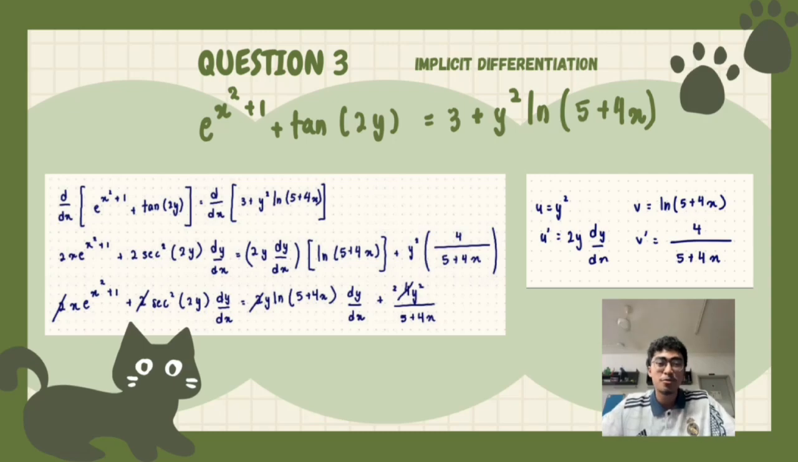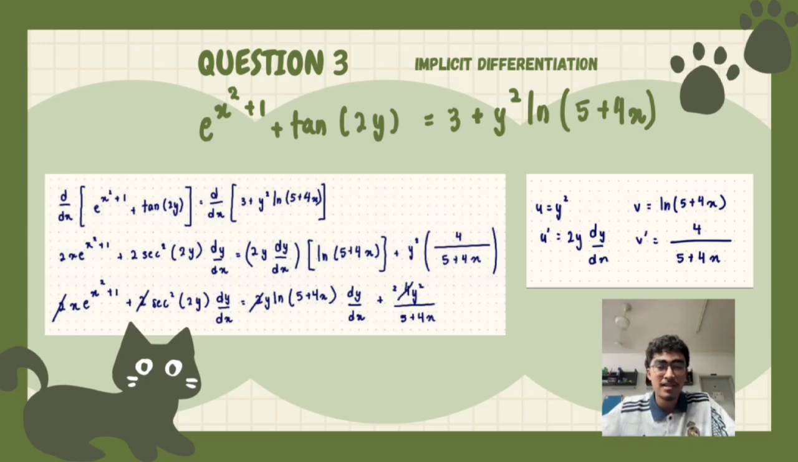So let's move to question number 3, which is implicit differentiation. In this question, we are given the equation e to the power of x squared plus 1, plus tan 2y, equals 3y squared ln(5 plus 4x), and we are asked to find dy over dx. We differentiate both sides with respect to x. Since y is a function of x, we use implicit differentiation and apply the chain rule where necessary.